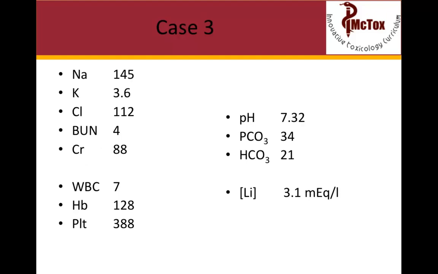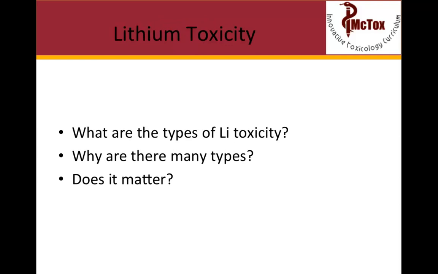The patient's blood work shows normal electrolytes, CBC, and renal function. Her VBG has a pH of 7.32, a PCO2 of 34, and a bicarb of 21. Her lithium level is 3.1. Going back to our questions, what type of lithium toxicity is this, and what will be your overall approach and management plan? Let's take a look at the following questions.